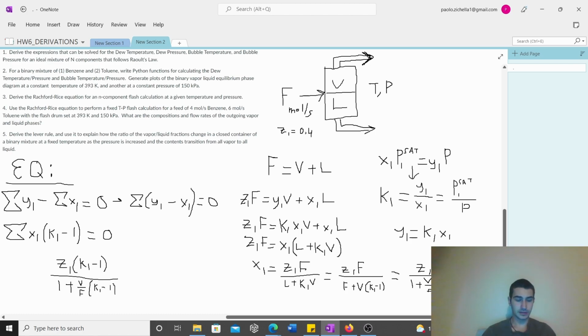Then of course this is going to be the summation of these values, and if you read the question, it asks for an n component flash calculation, so we're acting as if there are n components. So this summation is going to be from i equals 1 all the way to n. No matter how many components, we can utilize this equation for a flash drum calculation. And so now we can go ahead and put this into Python and go from there.